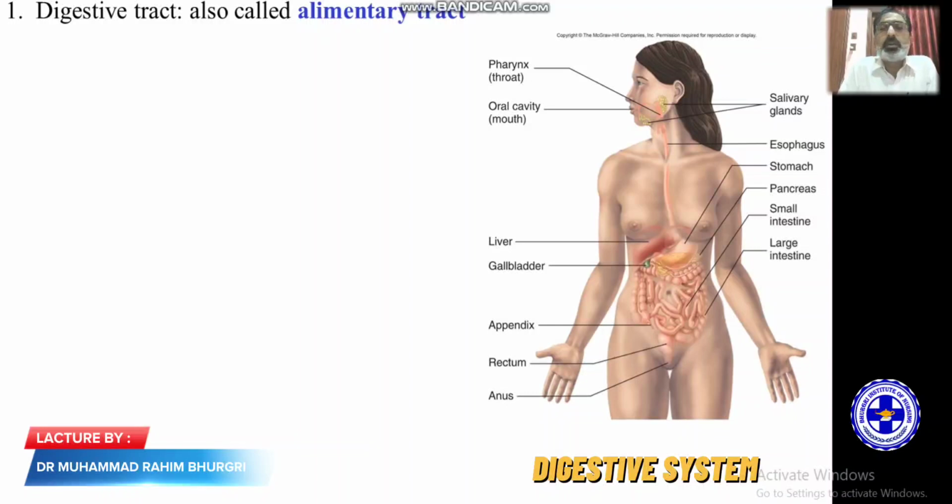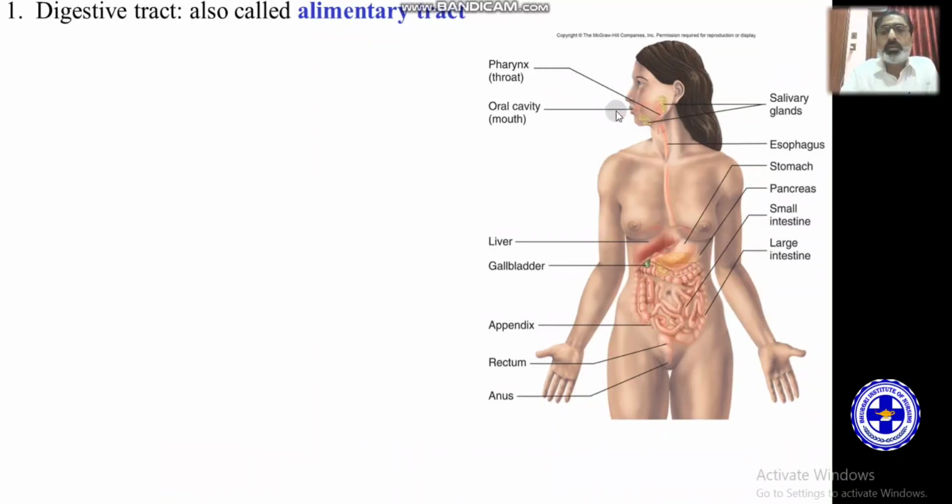So, anatomy of the digestive system, also called the alimentary tract. You see the picture here, and it shows the pharynx, oral cavity, first the oral cavity, then the pharynx, and then accessory organs, and then esophagus, stomach, pancreas, small intestine, large intestine, and rectum, anus, appendix. So these are some parts of the alimentary tract. This digestive system is divided into two: one is the alimentary tract, the second one is accessory organs.